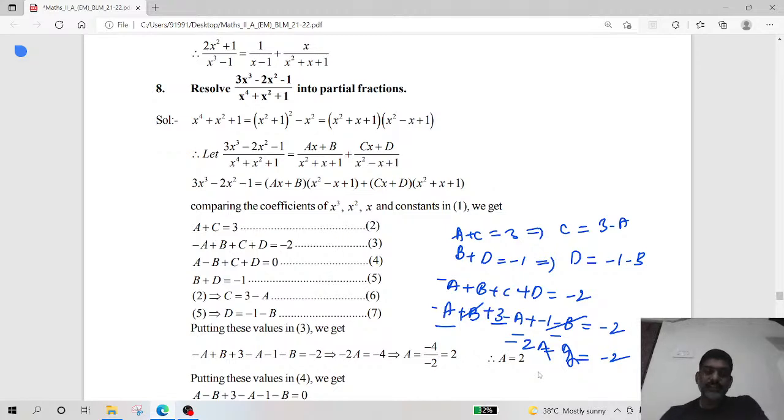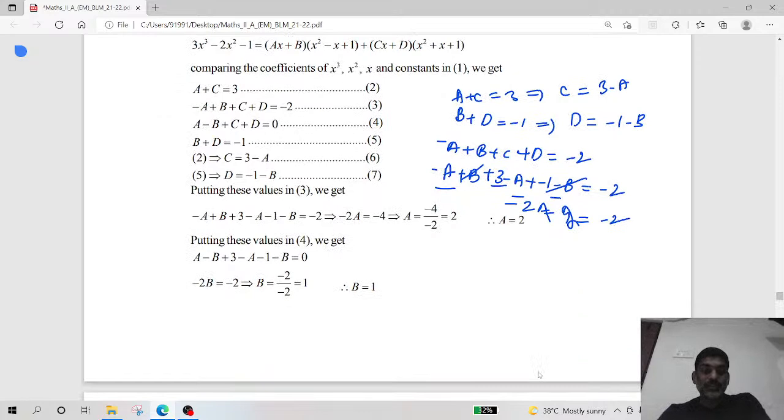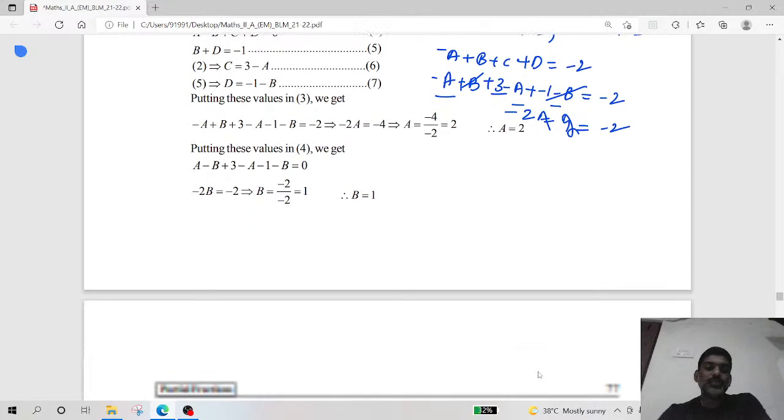Now if we substitute this a value into the first equation, we can get the c value. The c value also we got now. A value, c value we got. If you substitute the a value and c value into either 3 or 4, we can get the b value also from 4. Okay, a equal to 2 substitute here, and c can be written in terms of a, and d also can be written in terms of b. Then we get the b value. So all the values we have.